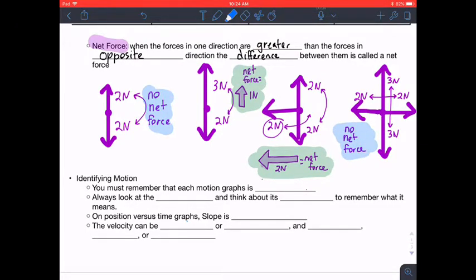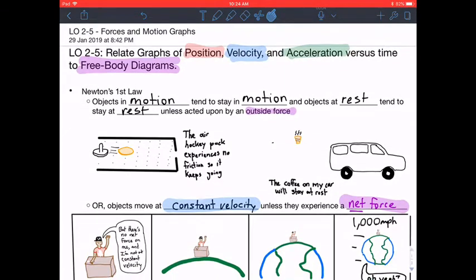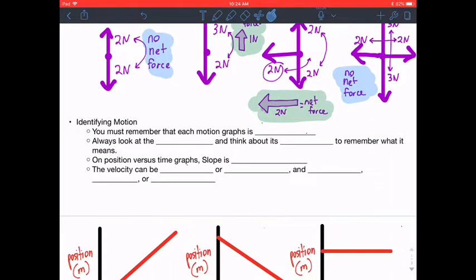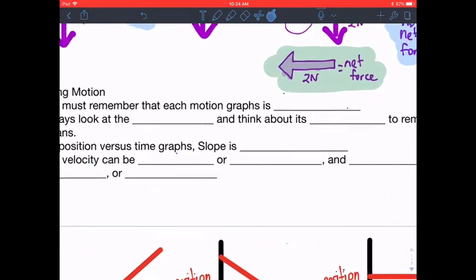Now, we don't know how fast the objects will move. We don't know what direction they will move. These diagrams just don't show us that. But we do know whether they accelerate or move at constant velocity. Okay. Now, since this learning objective is all about connecting forces to motion graphs, I want to do a quick review of motion graphs and how to identify them.